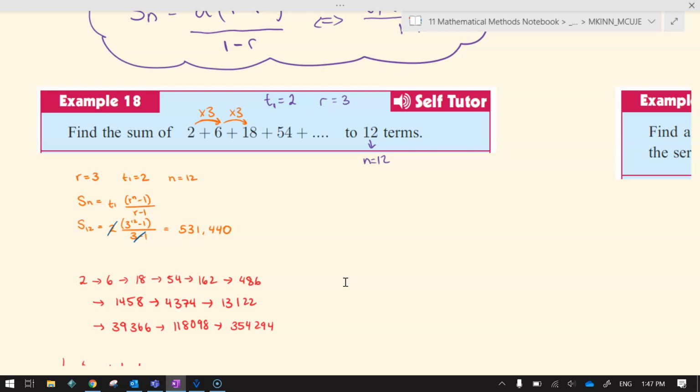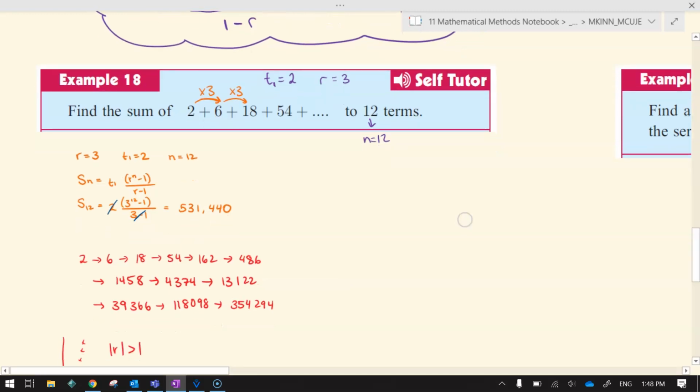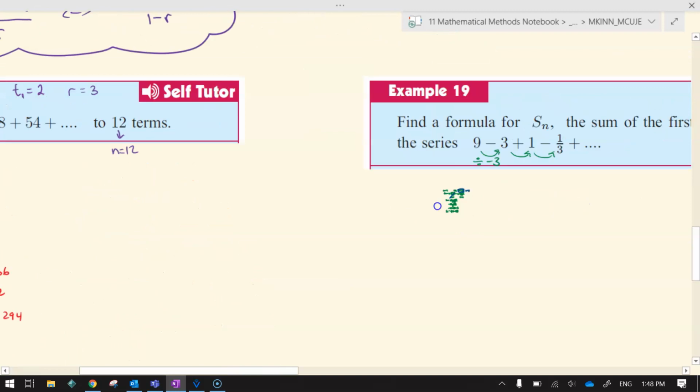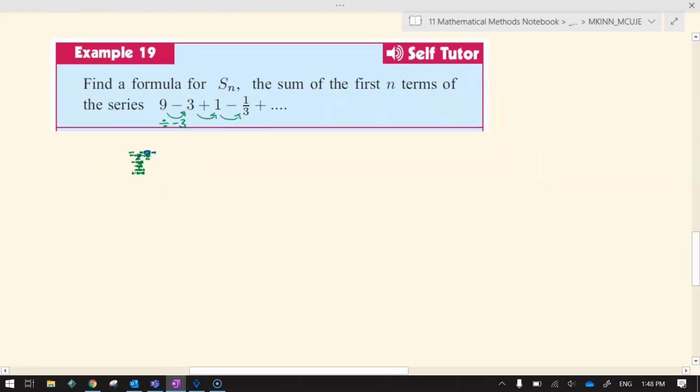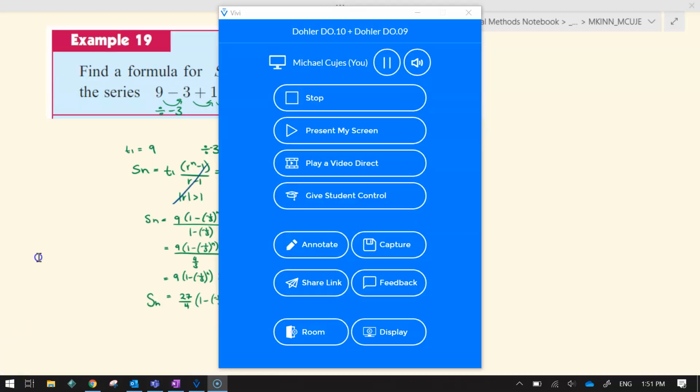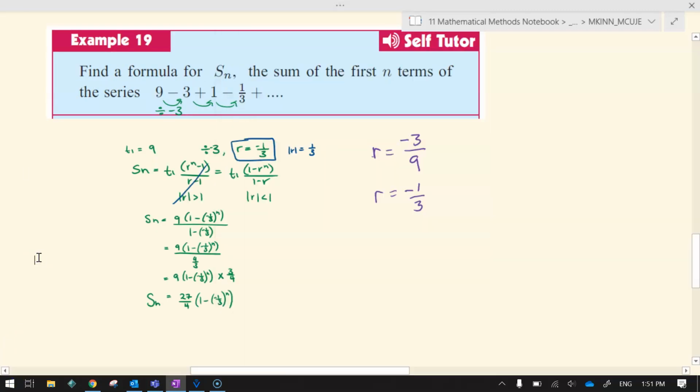All right. Another one for you to have a go at, please. Example 19 there. Have a go at that one now. All right, so coming back together, let's make sure that we're all in agreement here.